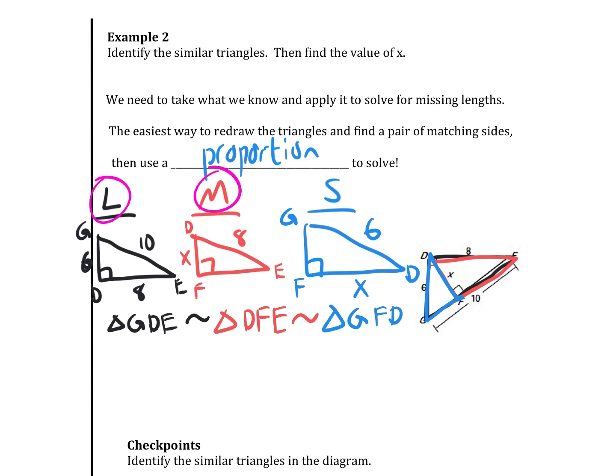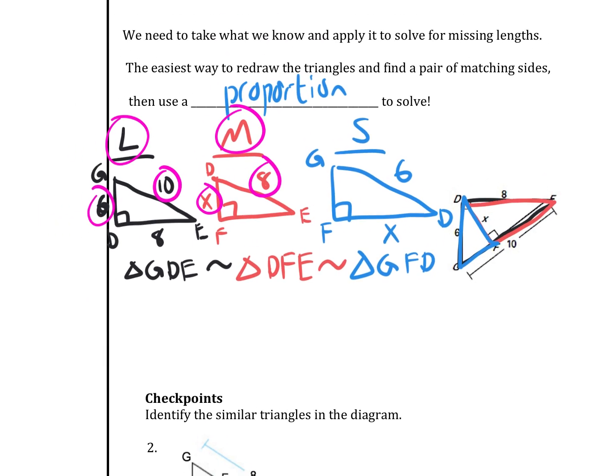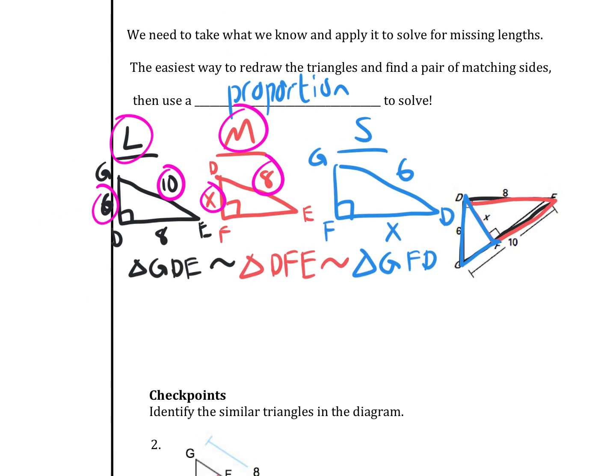So I do see that 6 matches with x, and what other pair of matching sides do we have? We have 10 and 8. So knowing that, we can set up a proportion, right? The way I can set this up is short leg over short leg, 6 over x, equals 10 over 8, okay? Because those match up. They're matching sides, and corresponding sides are proportional, which means we can set them equal.